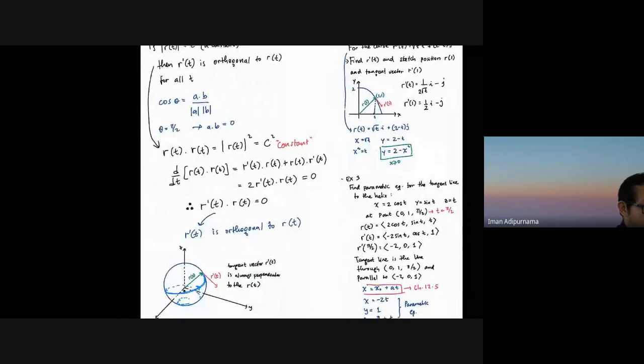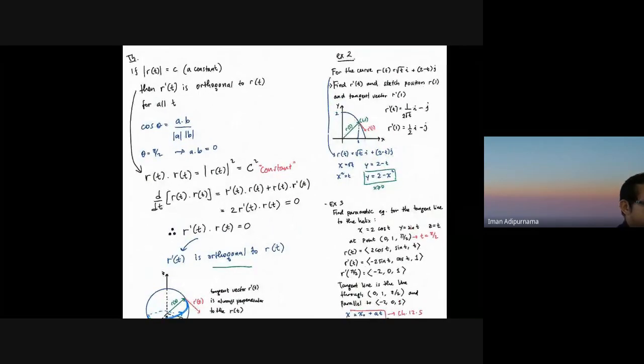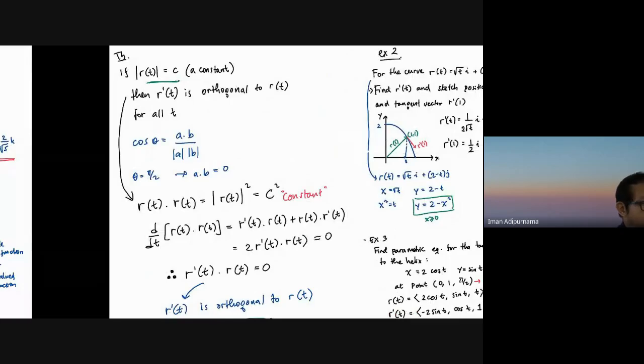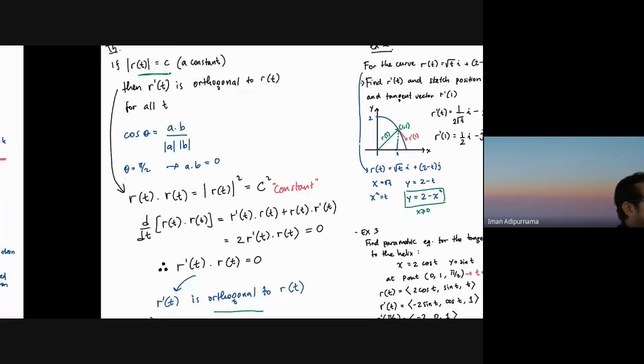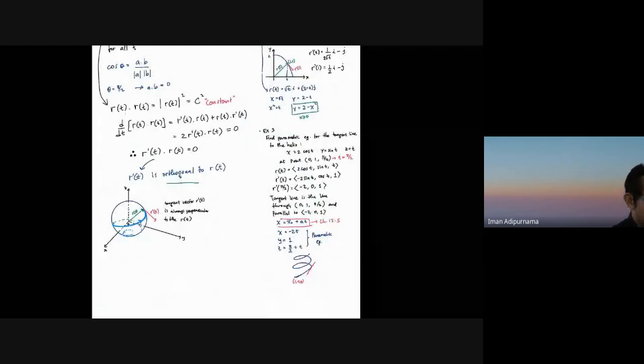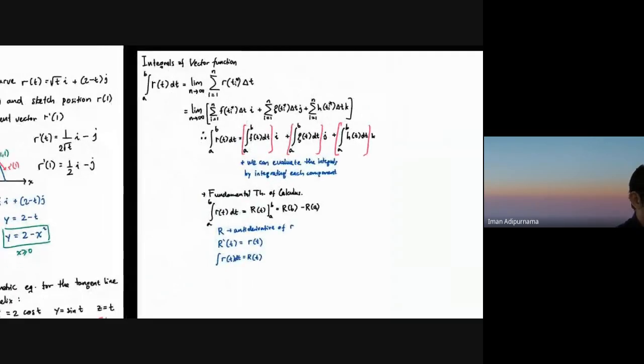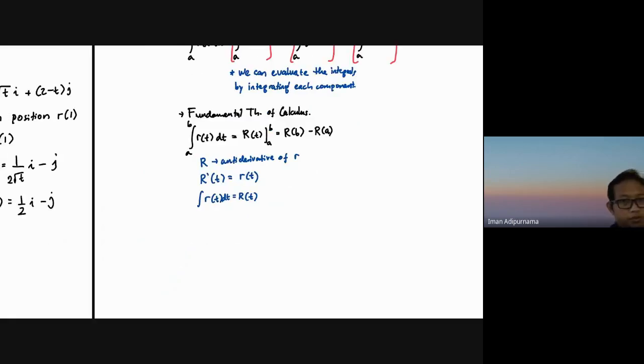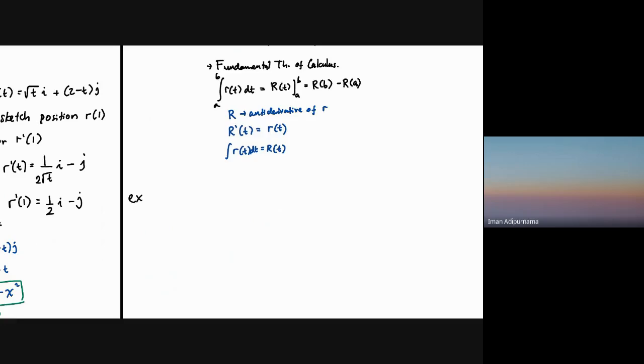And we also learned about orthogonality. If the magnitude of the vector is a constant, then of course r prime will always be orthogonal to the vector. And then we learned integrations, and the conclusion is the same: derive each component, or integrate each component. Now let me give you some examples for derivatives and how to find the tangent. Example for 13.2.